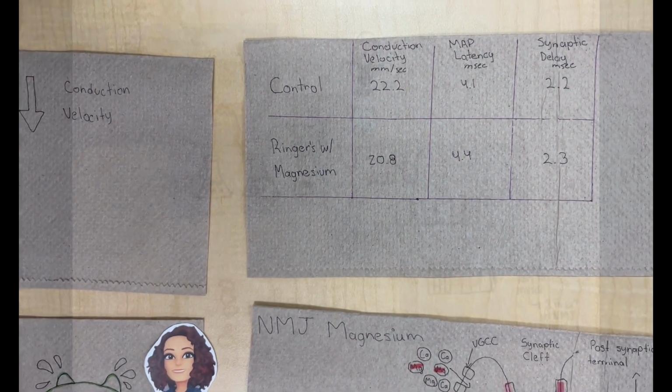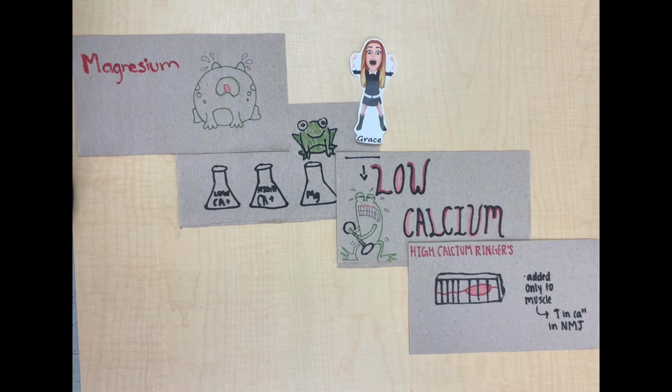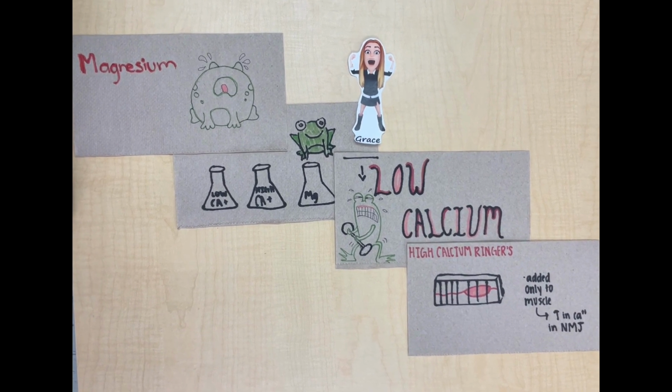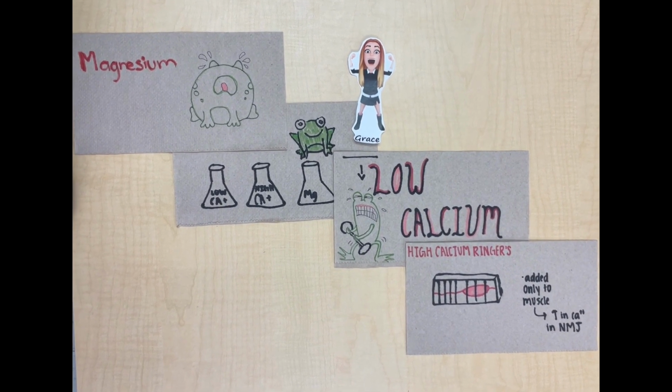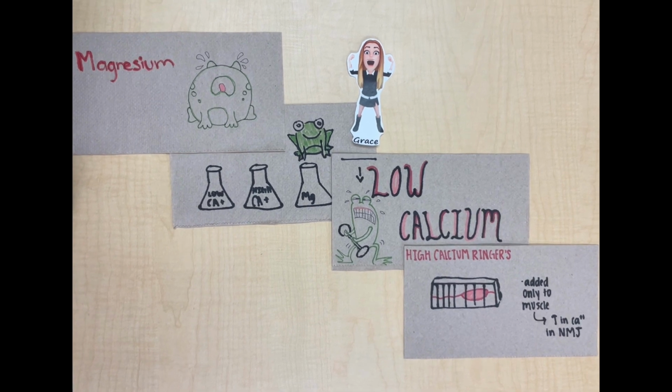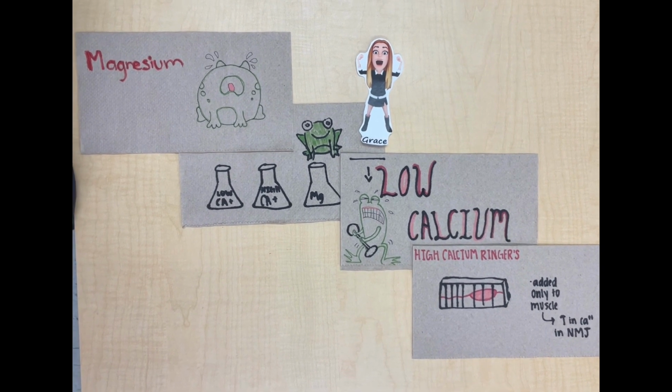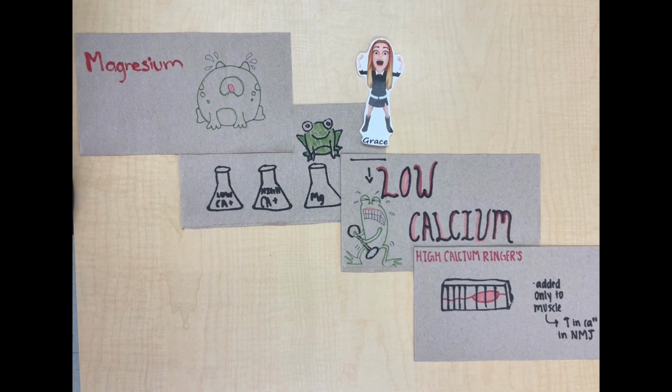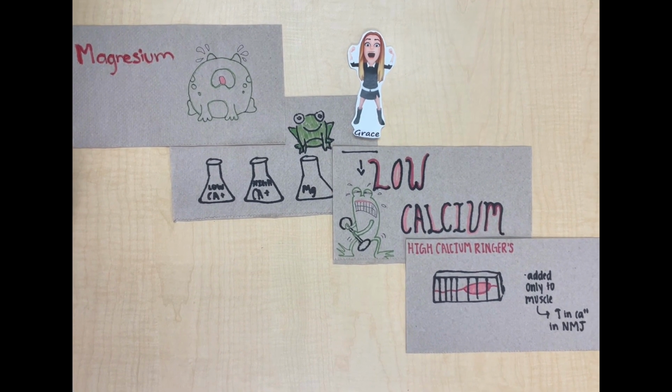This experiment allowed us to view the effects of low calcium ringers, high calcium ringers, and magnesium ringers on CAPs and MAPs when we study recruitment and synaptic delay from the sciatic nerve and gastrocnemius muscle of a frog. Thank you for listening.